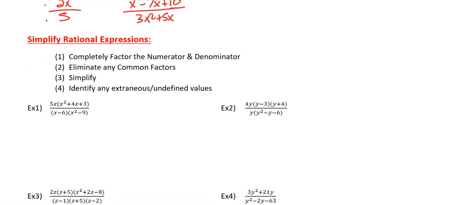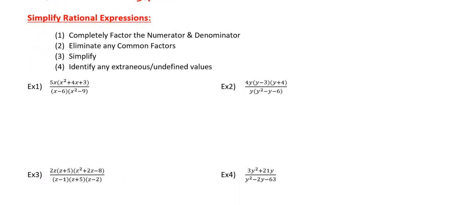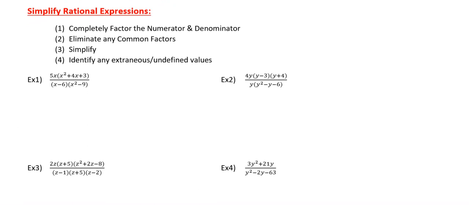When it comes to simplifying rational expressions, the way we're going to do that is by completely factoring. That's the first step: completely factor the numerator and denominator. Then we want to eliminate any common factors. Then we want to simplify. And then we want to identify any extraneous or undefined values. So let me go through this process with you. Let's begin with the first one, and let's start off by completely factoring.